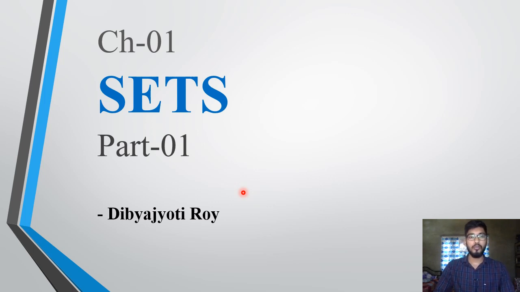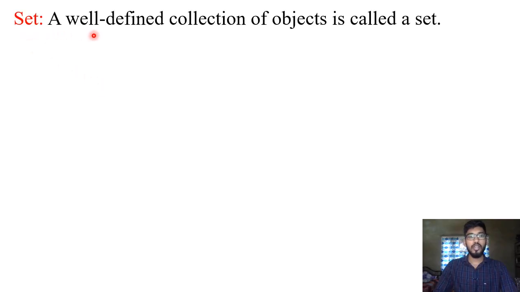So today I am going to start your first chapter, which is sets. So first of all, we come to the definition of a set. A well-defined collection of objects is called a set. Well-defined collection means in these types of collection you can definitely say whether a particular object belongs to the collection or does not belong to the collection. This type of collection is called a set.